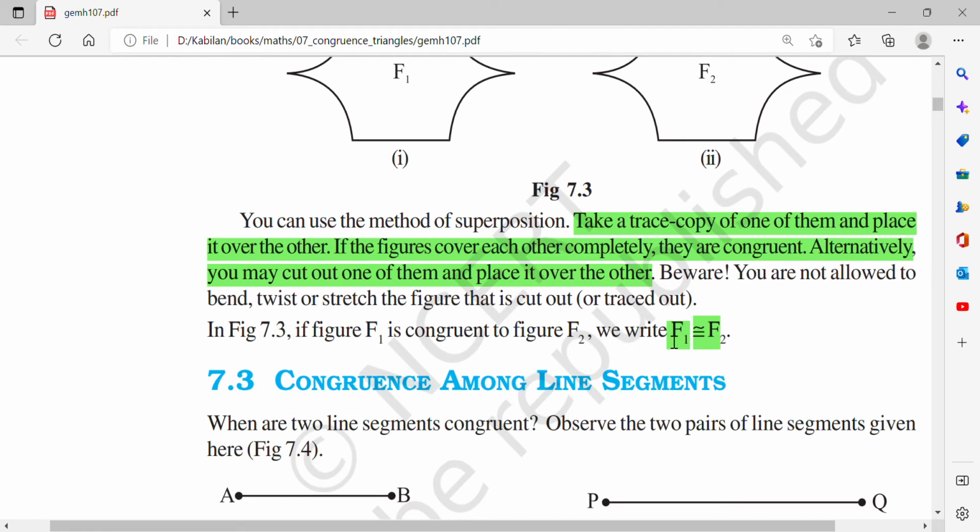How do you write congruent? See, this is the way you write: F1 is congruent to F2. This is the congruent symbol.